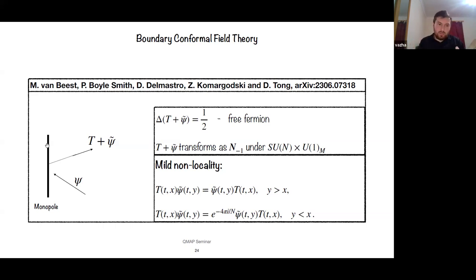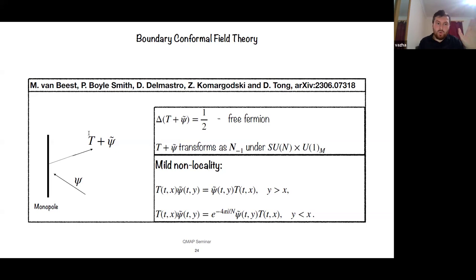What does mild non-locality mean? If you are working in Euclidean space-time, which is convenient if you are using conformal field theory, this line corresponds to a branch cut in your theory, and if you drag your fermion operator along this branch cut, it will pick up a phase. However, the rotor system was formulated in Minkowski spacetime, and it seems very hard to understand what this means in Euclidean spacetime.